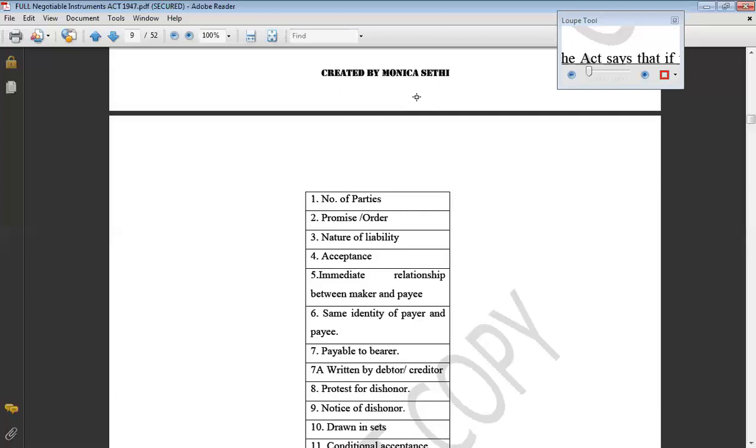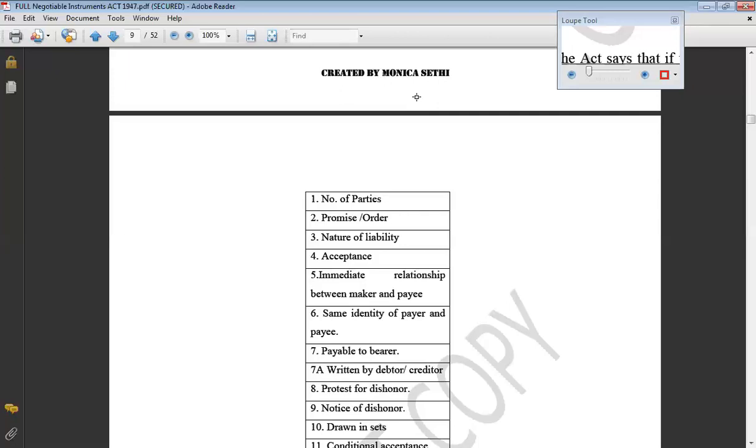Then is acceptance. I just told you in the previous lecture that acceptance is required only in case of the bill of exchange. Promissory notes never require any acceptance. Then immediate relationship between maker and payee. In case of promissory note, the maker and the payee have a direct, immediate relationship. Whereas in case of bill of exchange, the immediate relationship is between the drawer and the drawee, and not between the drawer and the payee.